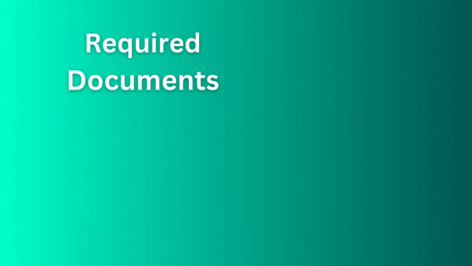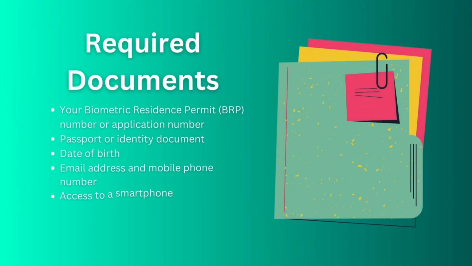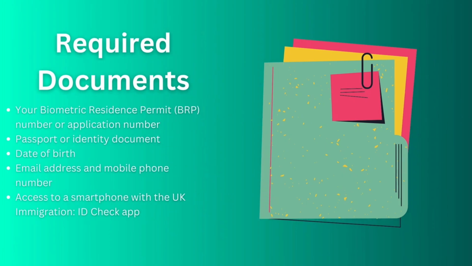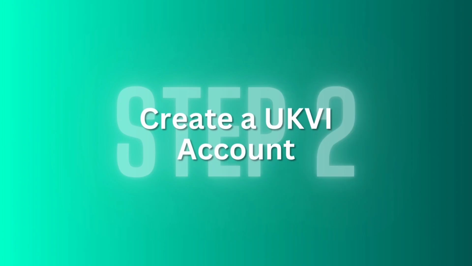The documents you need are your biometric residence permit, BRP number or application number, your passport or identity document, your date of birth, your email address and mobile phone number, and access to a smartphone with the UK Immigration ID Check app. So now let's move on to the second step, which is creating the UKVI account.